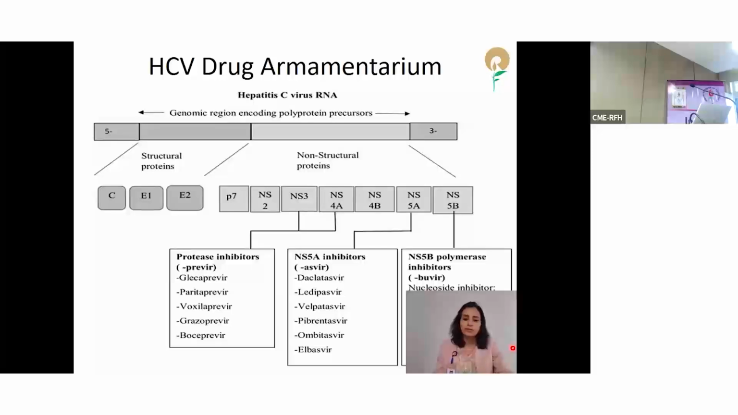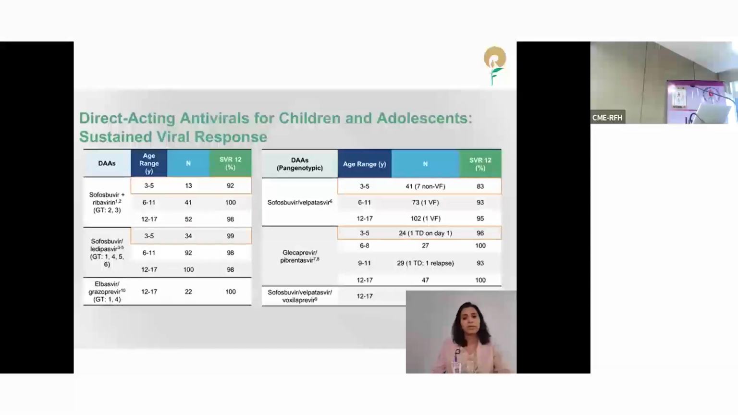We always have to use them in a combination of 2 groups. The drugs should not be of the same group because the same group has cross development of resistance. However, when we have 2 drugs from 2 different groups, we have very high protection against developing resistance to these drugs. And this is the sustained virological response that has been documented in children as young as 3 years when they are started on directly acting antivirals.